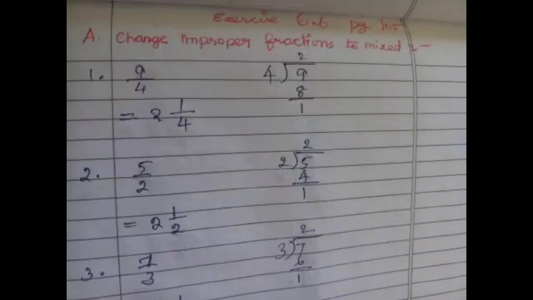Next, exercise 6.6 on page number 105. First Roman letter is: change into mixed fraction from improper. They have given improper fractions, we need to change them into mixed. 9 by 4, first sum.